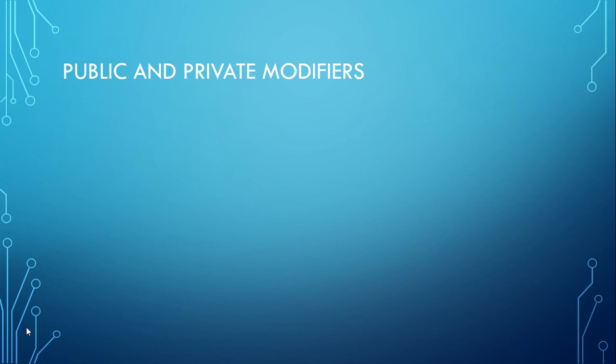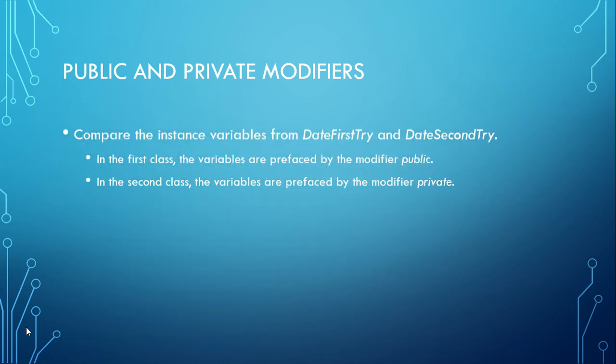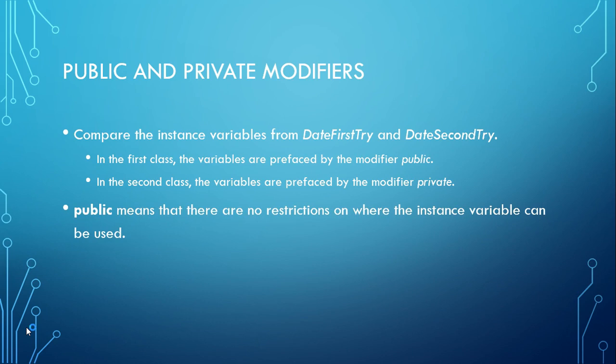All right, I alluded to this earlier, but let's talk a little bit about those private and public modifiers. So let's compare instance variables first from the classes DateFirstTry and DateSecondTry. I know this is a little bit ago, but let's just talk about those. In the first class, DateFirstTry, the variables were prefaced by the modifier public. We had public int day, public int year. In the second class, those variables were prefaced by the modifier private. So like private int day, private int year.